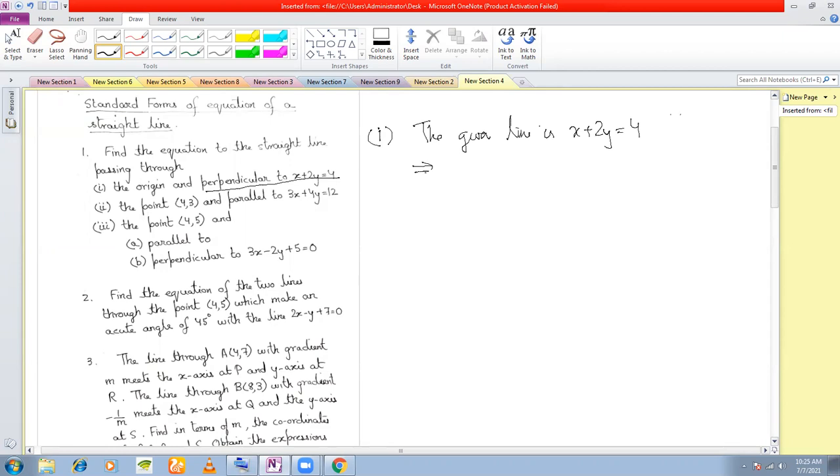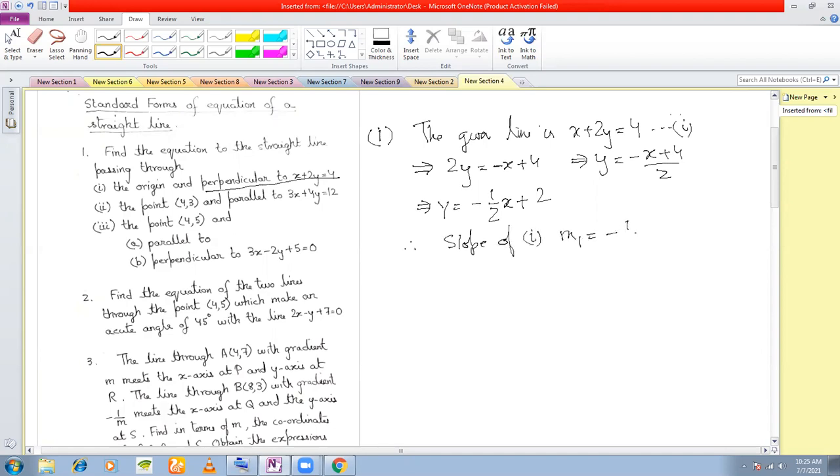Writing this in the y is equal to mx plus c form to find the slope: 2y is equal to minus x plus 4. That means y is equal to (minus x plus 4) divided by 2. That means y is equal to minus half x plus 4 by 2, which is 2, right? So let us call this line 1. What is the slope of line 1? Let's call this m1. The slope of line 1 is minus half. Once you know the slope, you need to find the line which is perpendicular to this line, right? So what is the slope of the line perpendicular to line 1?